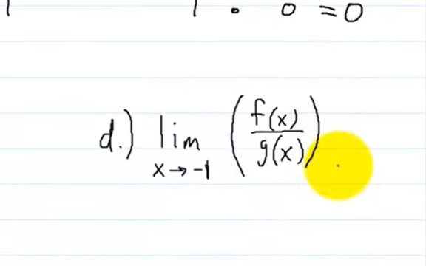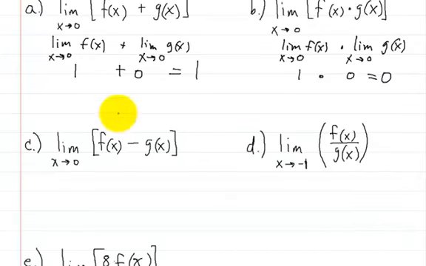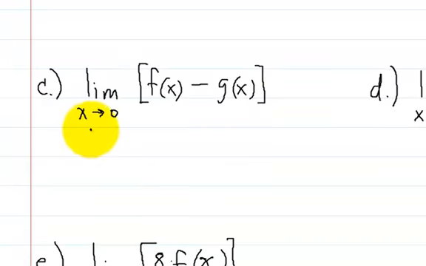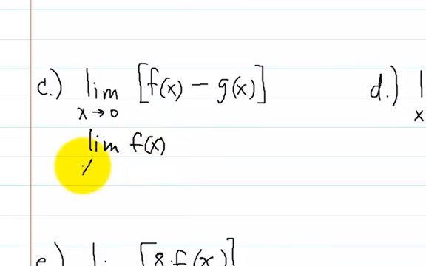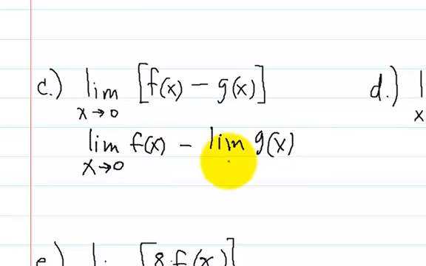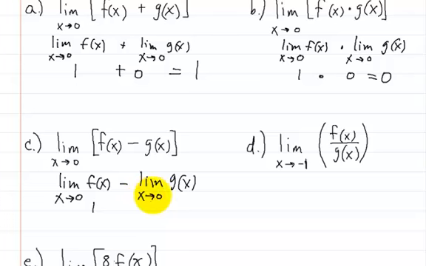Now let's try the subtraction rule. Again, you just split these up. You can say the limit of f of x as x approaches 0 minus the limit of g of x as x approaches 0. We already know what the limit of these are because we already did it. The limit of f of x as x approaches 0 is 1, and the limit of g of x as x approaches 0 is 0. So 1 minus 0 is equal to 1.